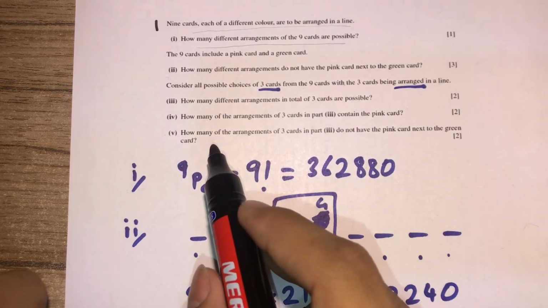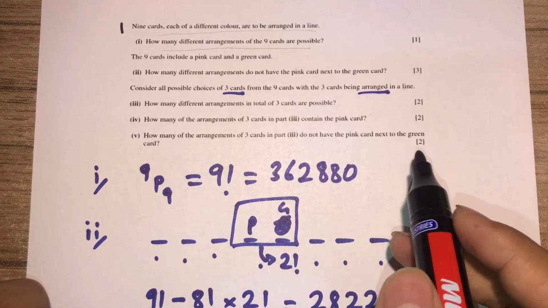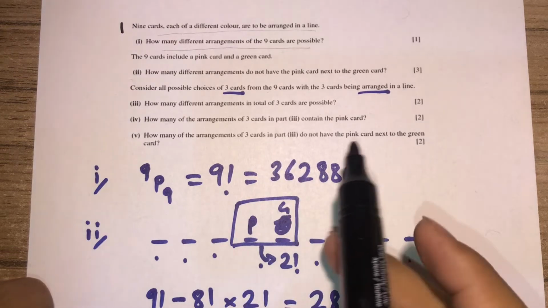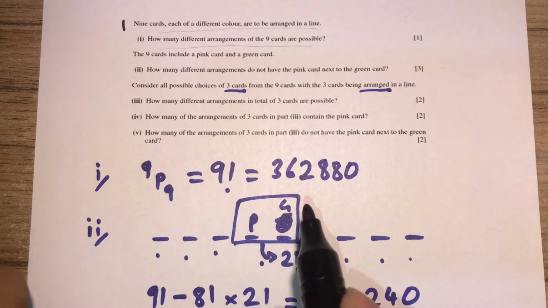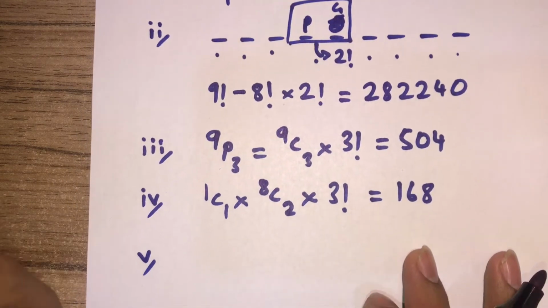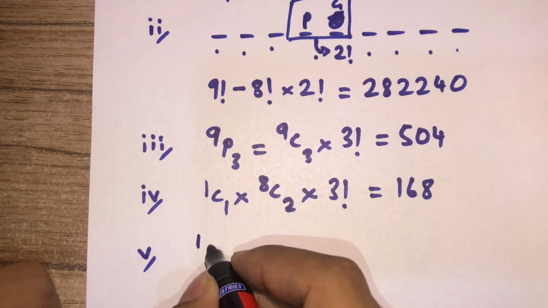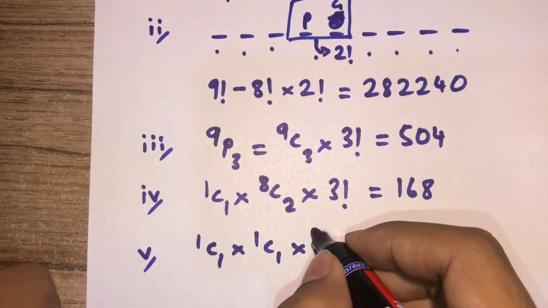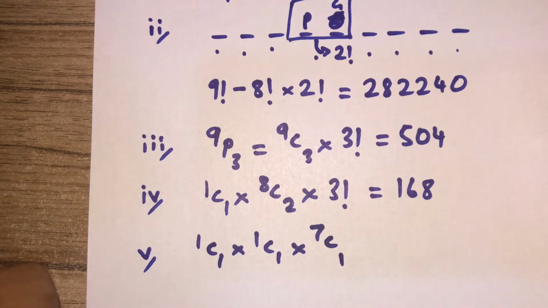Now the last part, how many of the arrangements of 3 cards in part 3 do not have the pink card next to the green card? Again, over here I'll take the case where the pink card is next to the green card and then subtract that from the total probability of the 3 cards. So first selecting the pink card and the green card. So for the pink card 1C1, then for the green card 1C1. Now 7 cards remain, and from them we can select any 1 card, so 7C1.